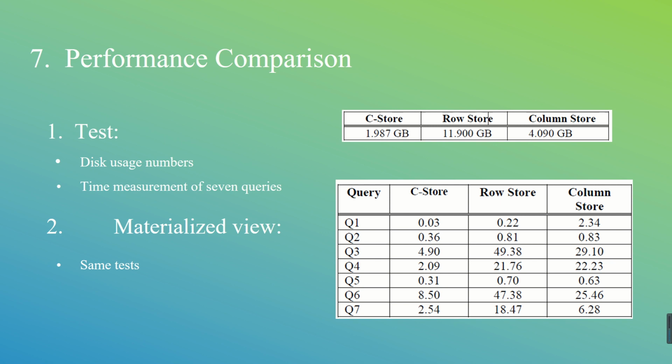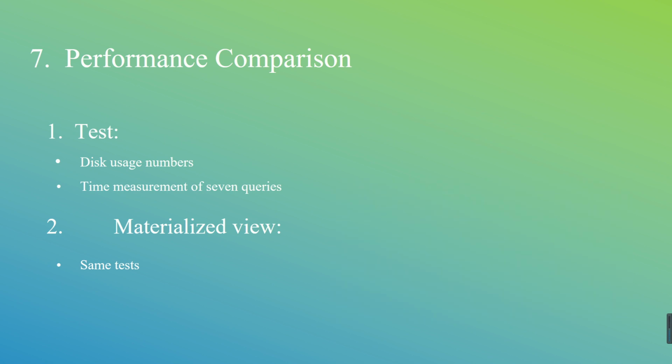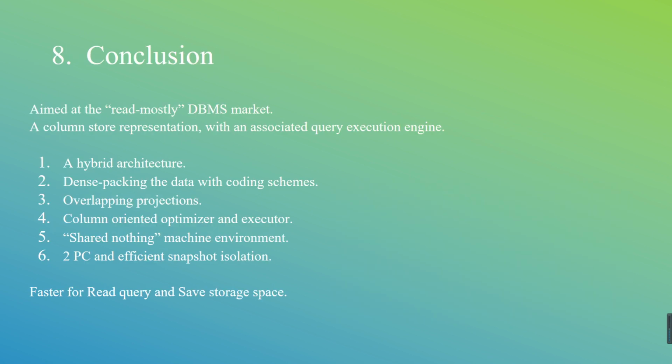So finally, we come to our conclusion part. This paper has presented the design of C-store, which aims at the read-mostly DBMS market. It is a radical departure from the architecture of current DBMSs. We conclude the features of C-store as follows. Firstly, it has a hybrid architecture with a WS component optimized for frequent inserts and updates, and an RS component with an associated query execution engine optimized for query performance.